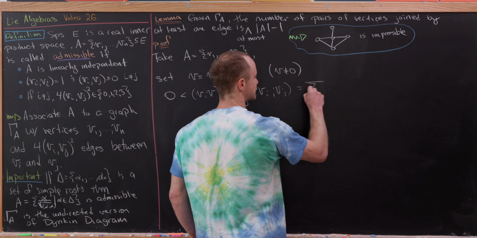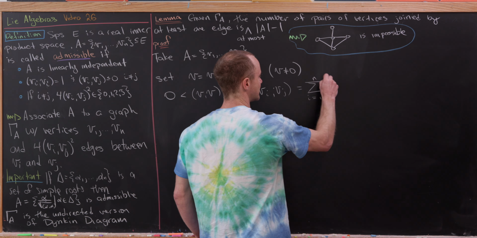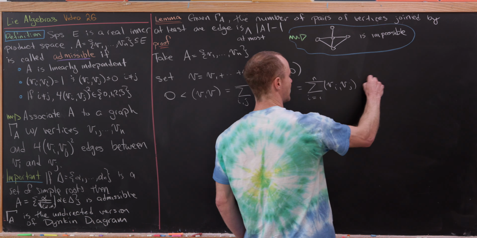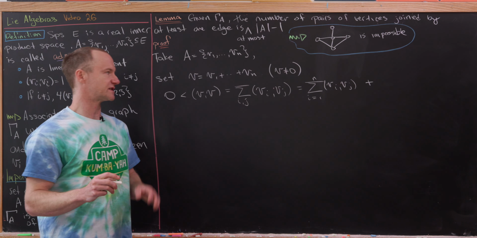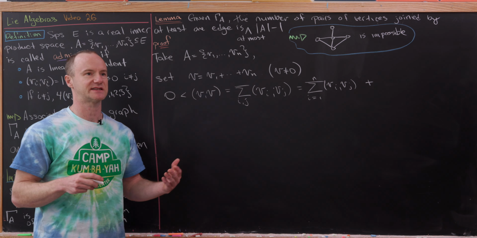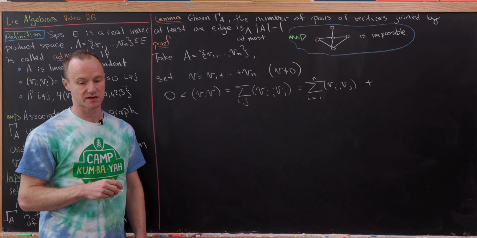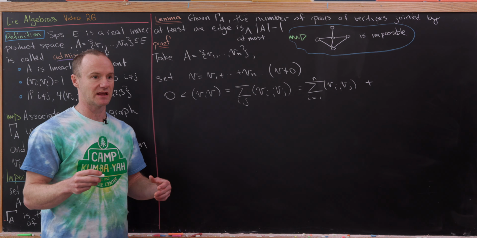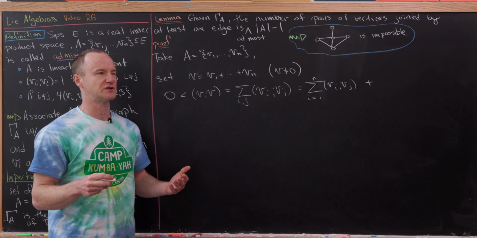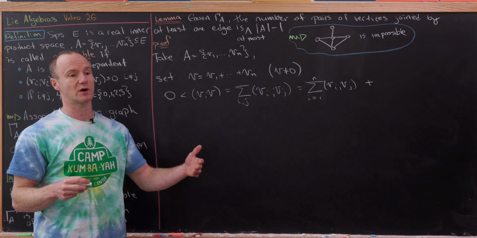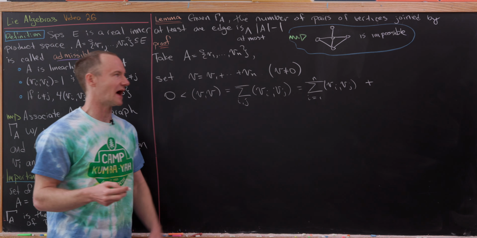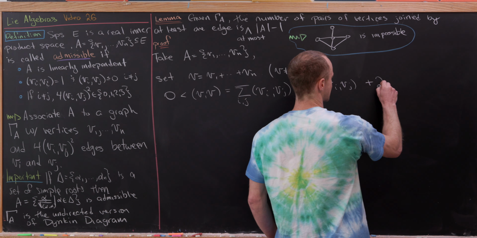So we'll have the sum as i goes from 1 to n of the inner product of vi with itself. And then we'll have the sum over all cases when i is not equal to j. But the inner product is symmetric necessarily by the definition of an inner product. So we might as well put that in order, and then we'll pick up a coefficient of 2. Because the inner product of v1 with v2 is the same thing as the inner product of v2 with v1, so we might as well add those together. And that'll give us an expression like this.